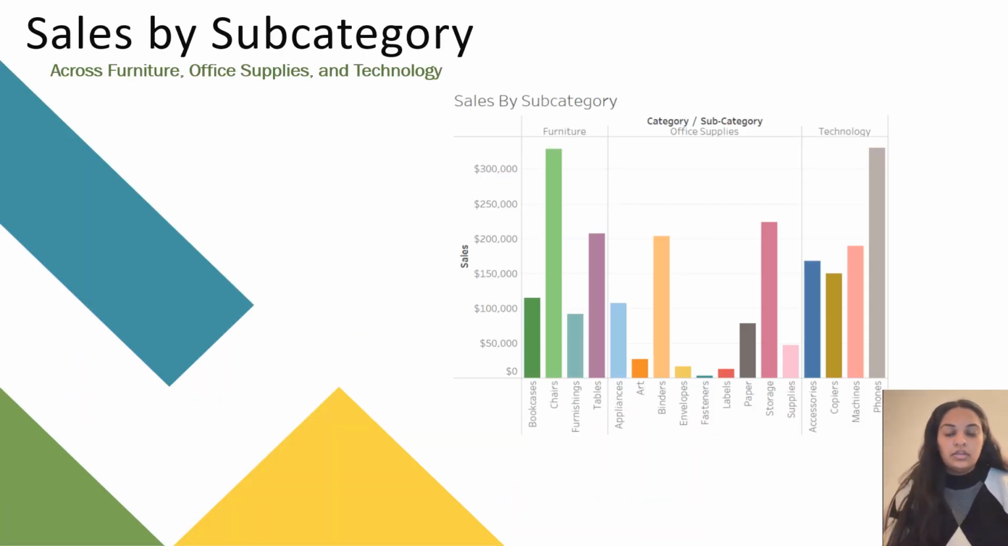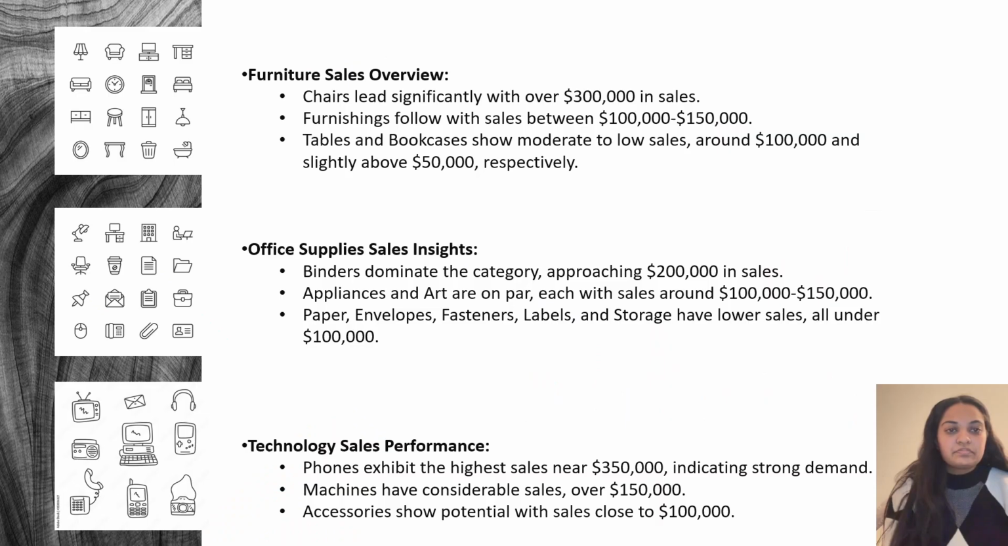Hi, I'm Keshni, and today I'm going to present the sales by subcategory. As you can see, the bar chart comprises different items, namely the bookcases, chairs, furnishings, tables, art, binders. These all form part of the subcategories, which belong to three main products, that is the furniture, the office supplies, and the technology. Following to the next slide, as we can see, the furniture sales overview.